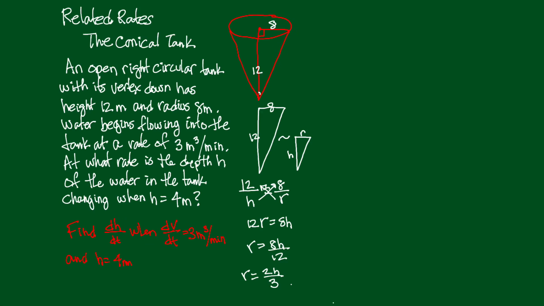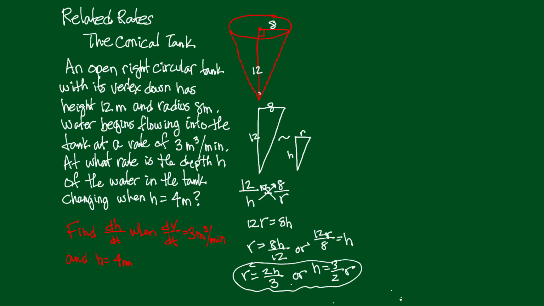Or I could divide by 8 and get this for H. So I could say that 12R divided by 8 is equal to H, or that H is equal to, now 4 divides these, so it's 3 over 2 R. All right, so I've got these two equations now.